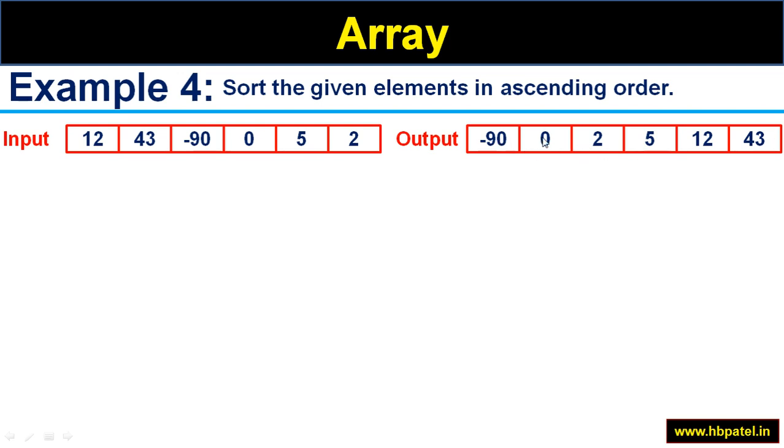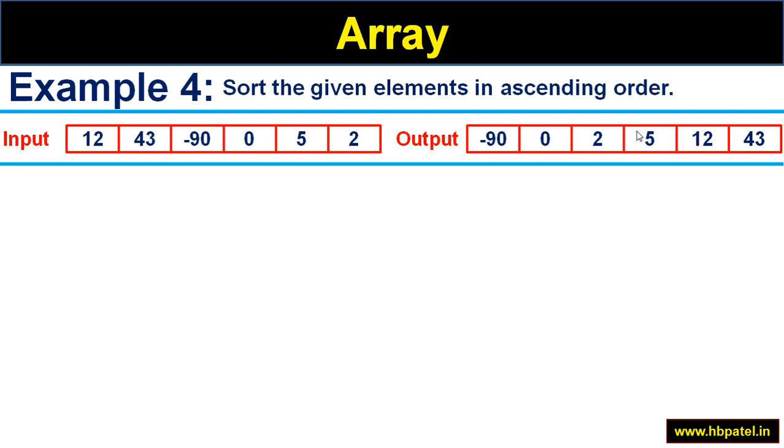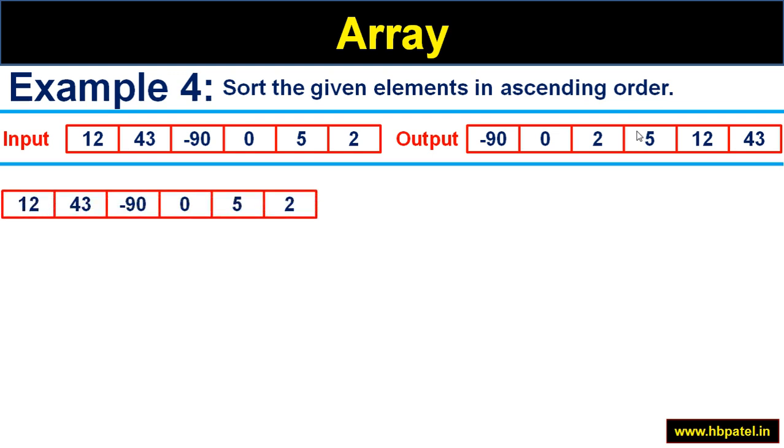So minus 90, 0, 2, 5, 12, 40. This is my input and this is my output. This is what I want to get. Now let us try to do this sorting. How do we do that? Let us start with this input: 12, 43, minus 90, 0, 5 and 2.